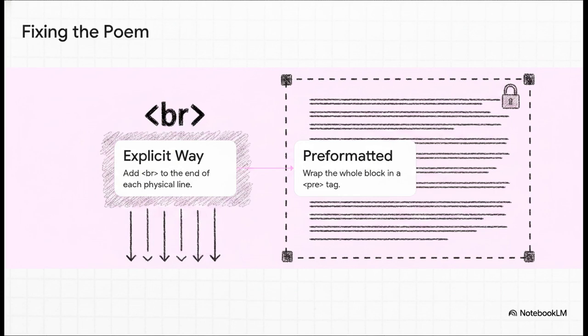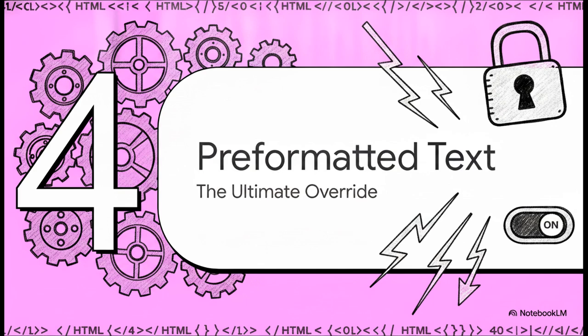All right, so how do we actually fix this? Let's move to the solutions and see how this builds. We have two distinct ways to rescue our layout. Solution 1 is the explicit way. This is where you carefully add a single BR tag to the absolute end of each physical line, which forces the text to drop without creating a brand new paragraph. But then we have Solution 2, the pre-formatted way. And this is where we rely on our absolute most powerful weapon, by wrapping the entire text block inside a PRE tag. And this brilliantly illustrates Section 4, the pre-formatted text override.